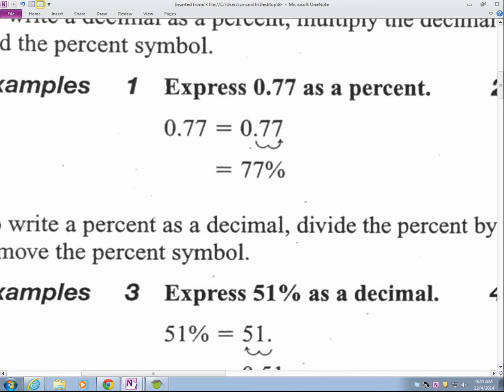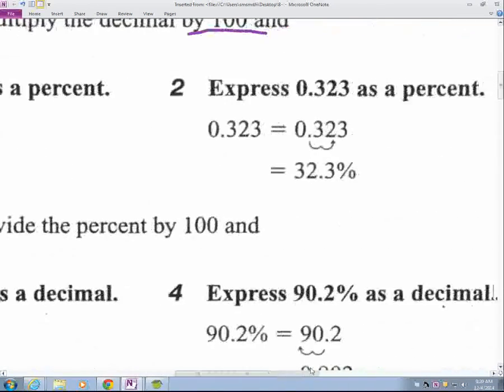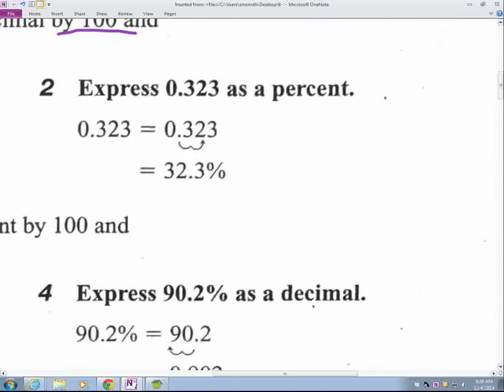Okay, now example 2. Express 0.323 or 323 thousandths. And what we did was we just took this decimal, 1, 2, and put it right there. So now it becomes 32.3, and then you just add the percentage sign. Easy. Now, we didn't get to the decimals here, but you can have decimals with percentages, so that's cool.